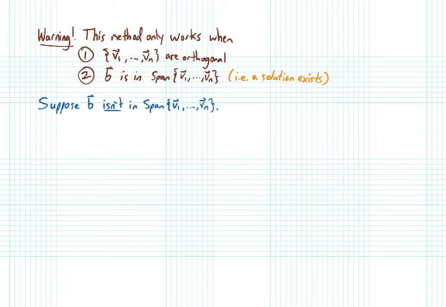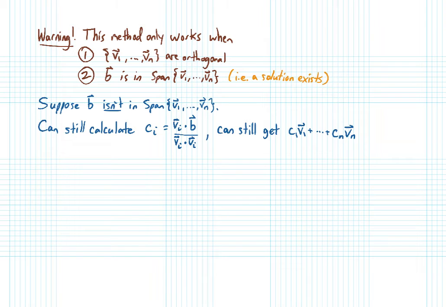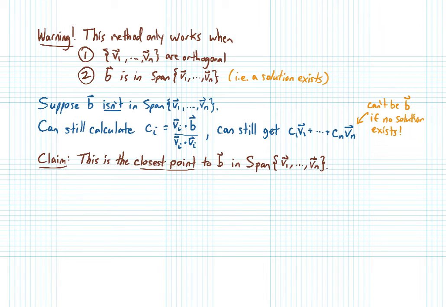Let's investigate a little more. So let's suppose that b isn't in the span of v1 to vn. Then we can still use the formulas that we found to calculate ci. And we can still use those ci's as coefficients to make a linear combination of the v vectors. So actually nothing went wrong in the calculation except that we know that it can't be equal to b. Well, it turns out that this is still useful because it gives us the closest point to b in the span of v1 to vn. In other words, even if no solution exists, this formula can be used to get the best approximate solution.